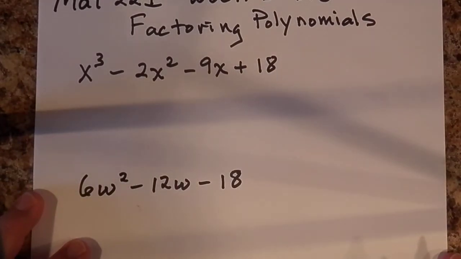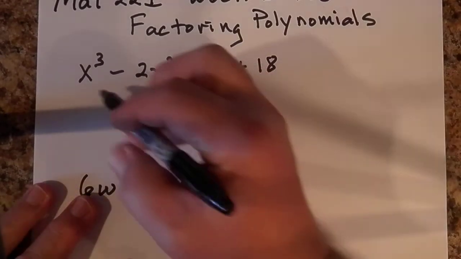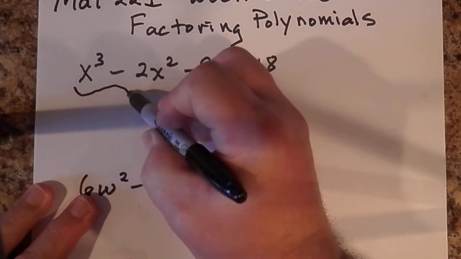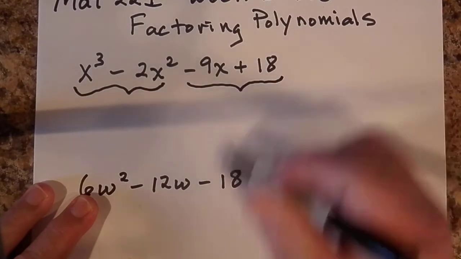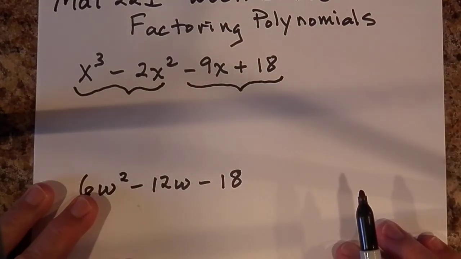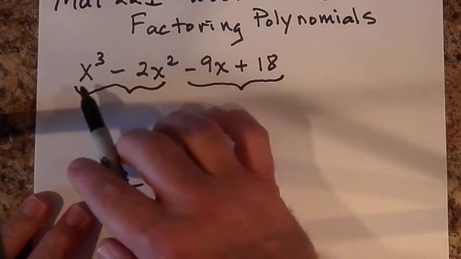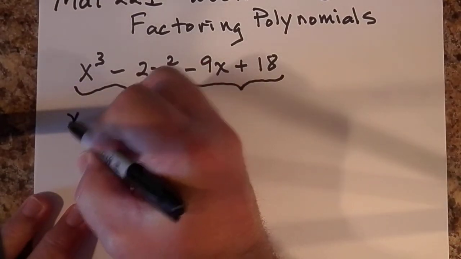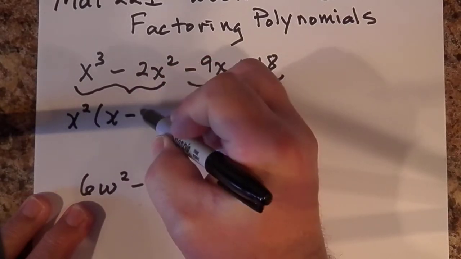And usually when confronted with a problem that has 4 terms, the first thing that we want to consider is a method called factoring by grouping. So we're going to consider the first pair of terms and the second pair of terms separately, and then see what we can do from there. The first pair of terms has a common x squared. So I'm going to factor out that x squared, and that leaves x minus 2.